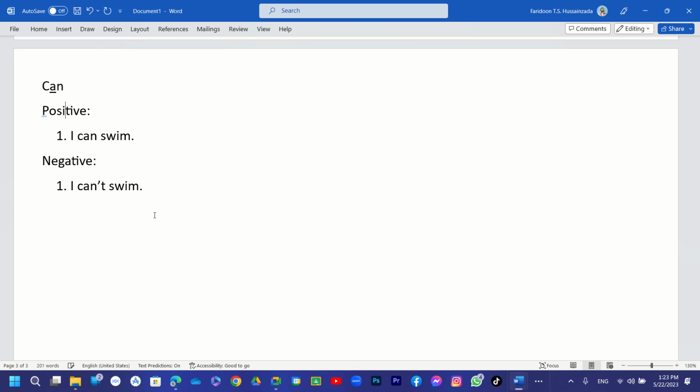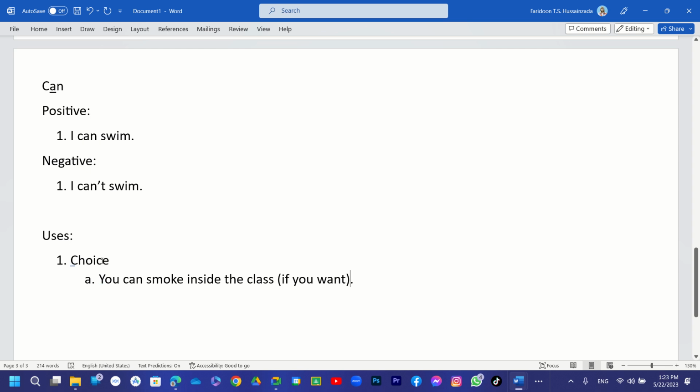Now, we have to go to the thing that your book is actually talking about, and that is the uses. You can use can for talking about a choice. You can use it for giving a choice to some people. For example, you can tell someone, hey, you can smoke inside the class, if you want. Even if you don't say the phrase if you want, it still is going to give the person a feeling of choice.